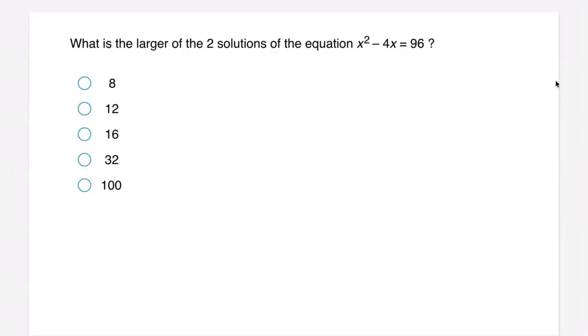I will not solve this. I will not factorize. I will not find the roots. No. These I will plug in numbers. Okay, even so, what I would do, look: what is the larger of the two solutions of the equation? Generally you would factorize. Okay, but look what I'm going to do.